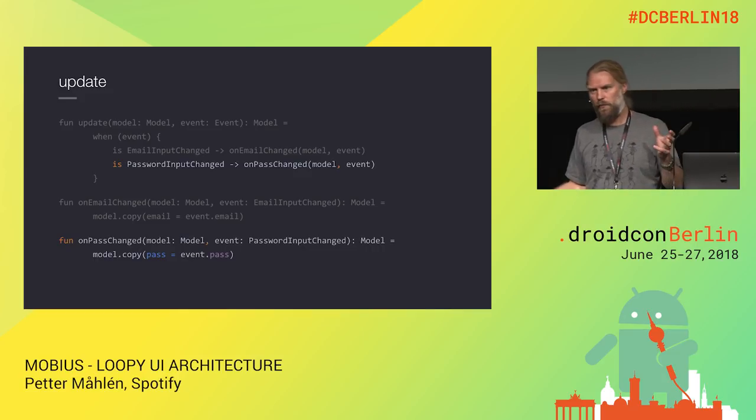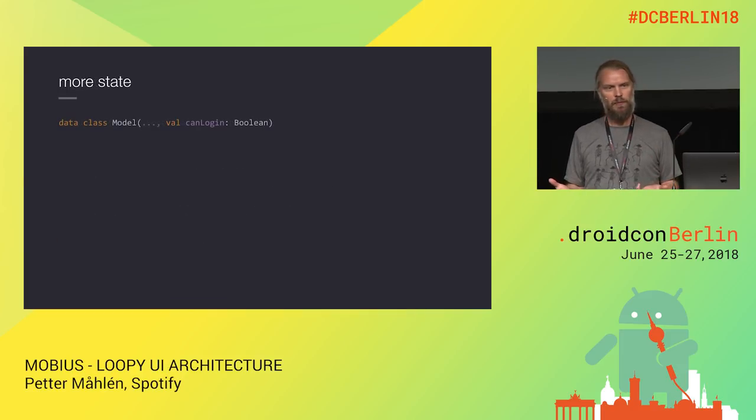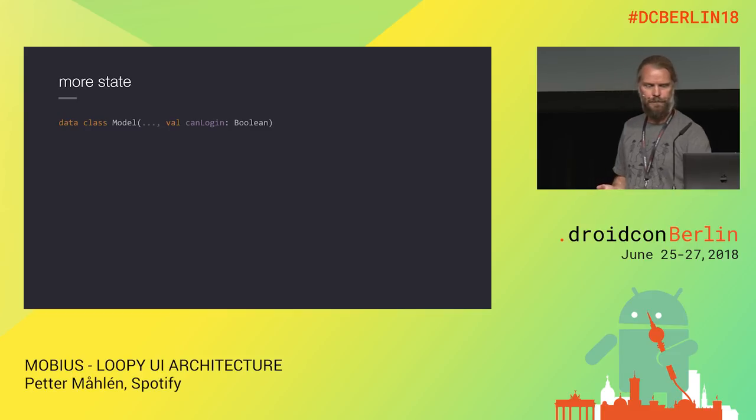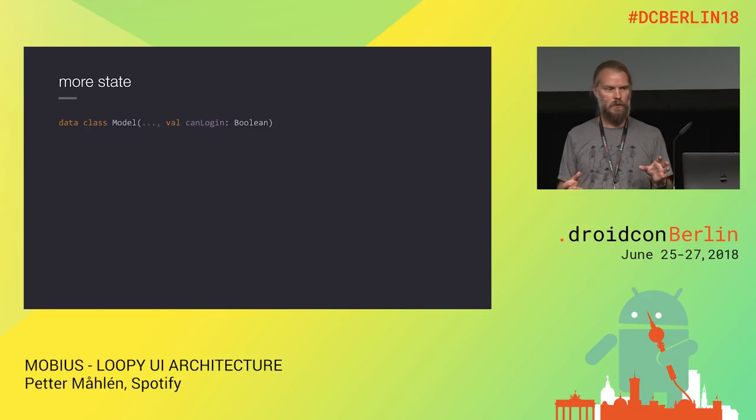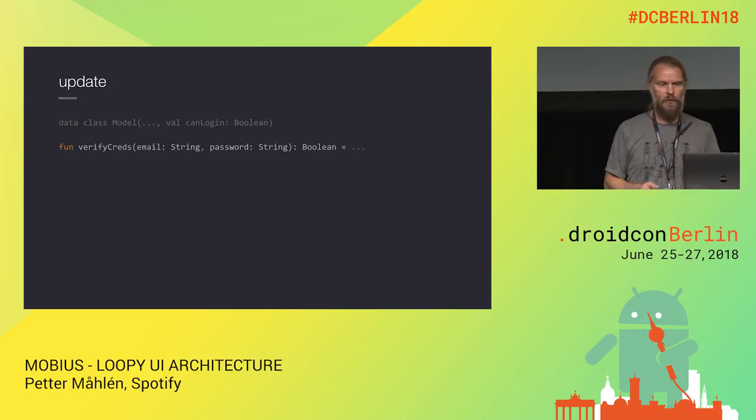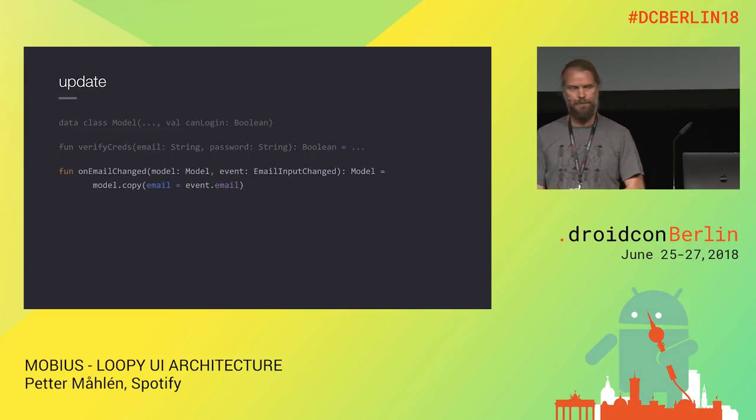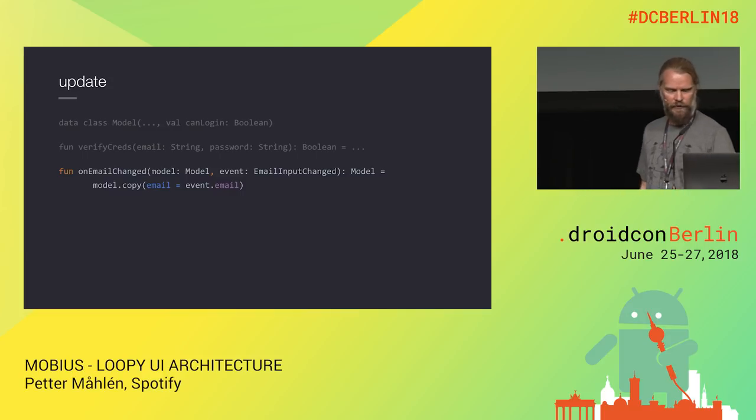OK, so now we have something that can just remember changes that happen in these two input fields. But we also want to enable the login button at some point, right? So let's say that we have a field in the model called canLogin. So at some point, we can log in. And that's determined by this function that verifies the credentials. So the email looks like it's a valid email address, and the password has the right number of characters or whatever. Details are not very interesting.